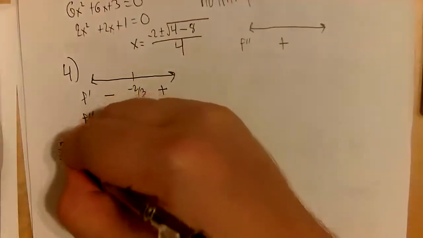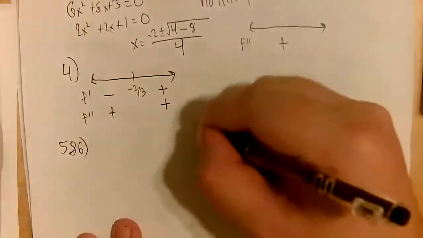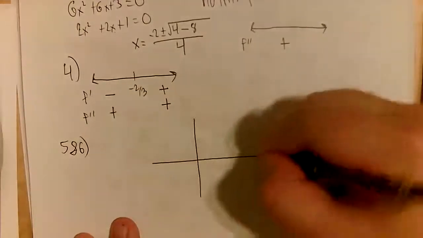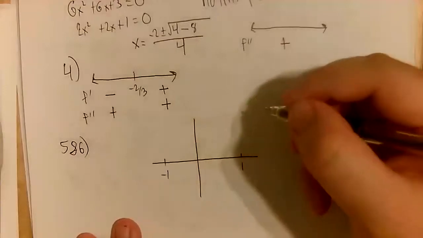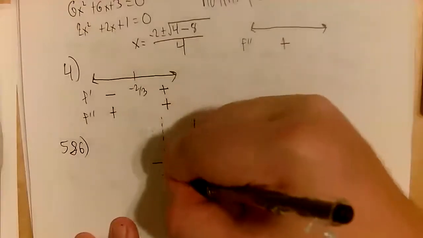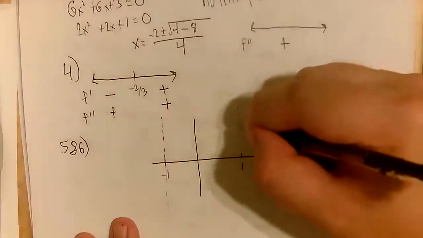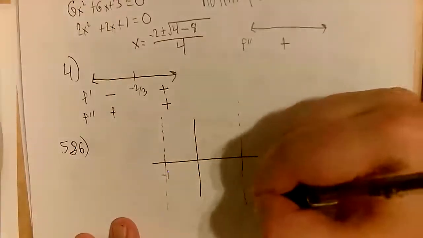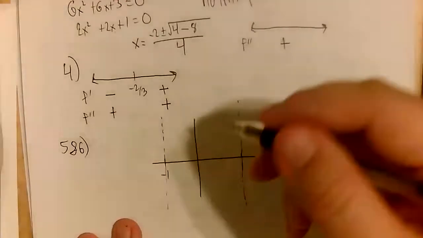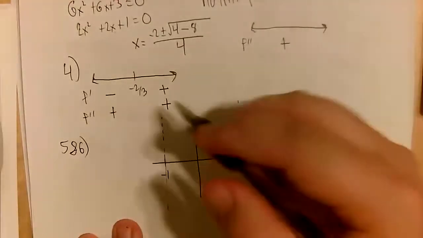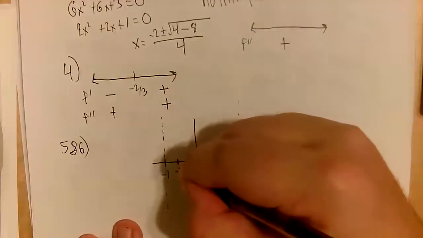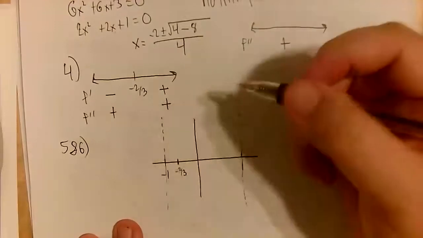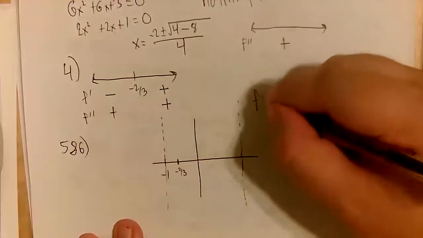All right, let's move to the final part of this where we actually graph. So this will be steps 5 and 6 here. Get our graph set up. Negative 1 to 1. All right, here are our vertical asymptotes. And then we have negative 2/3, which is right here. And this is where we have our local minimum.